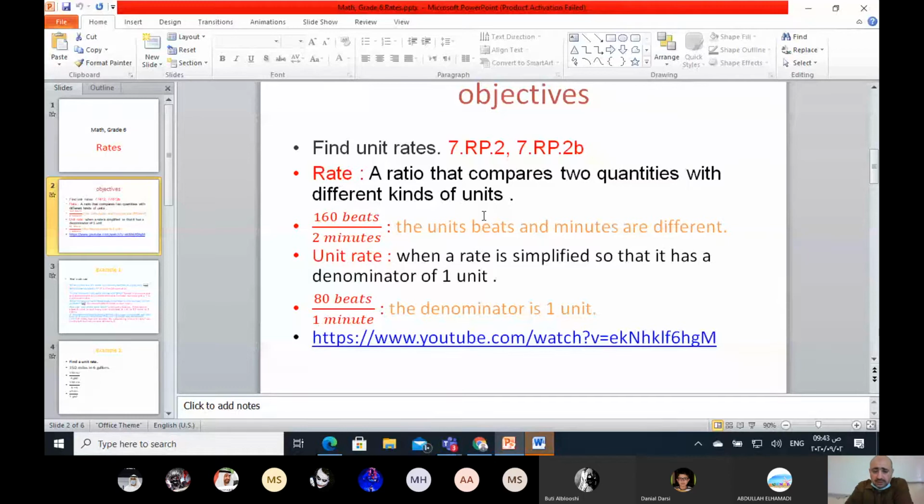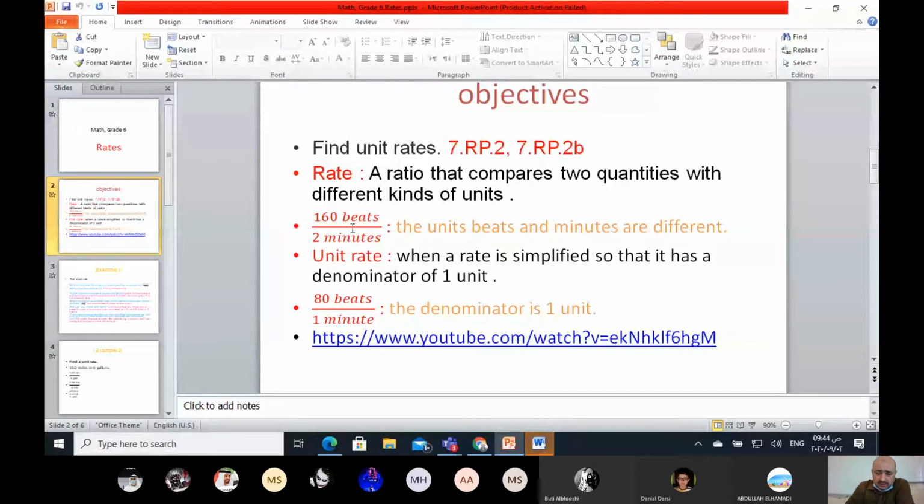Okay, what's the meaning of the unit rate? It is when a rate is simplified so that it has a denominator of 1 unit. Suppose we have a rate, but here the denominator will be 1. So that means now we have a unit rate.